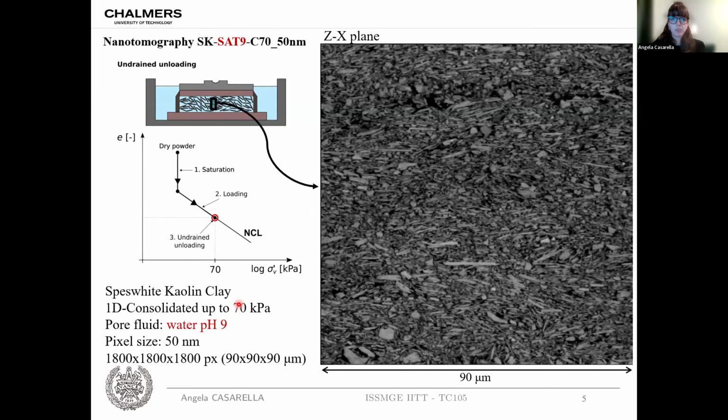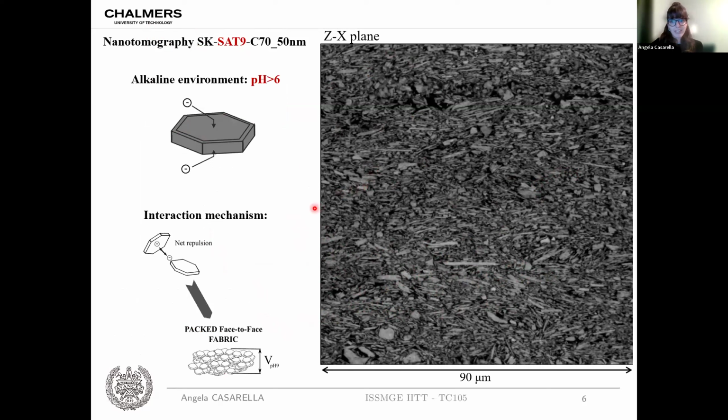And what we did see, for example, for the alkaline environment, was that the 3D image here, of which I only report one slice, shows clearly that the fabric in the alkaline environment has particles very much aligned in the horizontal direction, which is perpendicular to the 1D consolidation that we performed at the beginning.